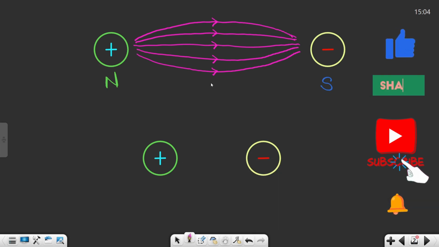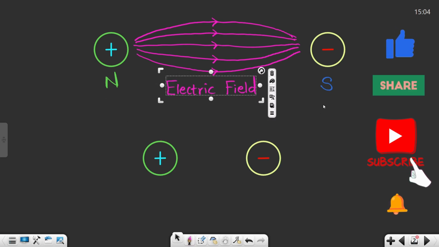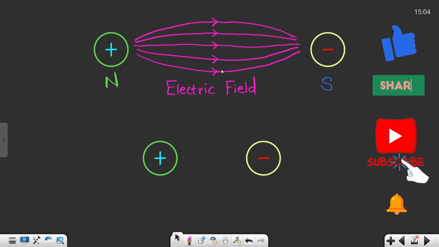experiencing a certain force, due to what? Due to the electric field. In the earlier case we had magnets, due to which we experienced the magnetic field. But now we have two charges. Treat the positive charge as the north pole and the negative charge as the south pole, due to which an electric field is generated, and we are not really going to experience the electric field, because charges are very, very small. We cannot even see them.